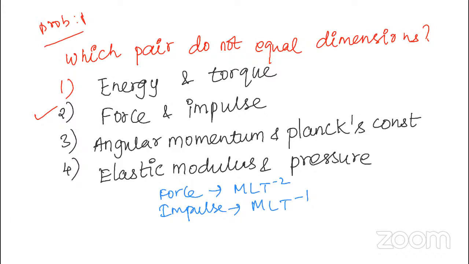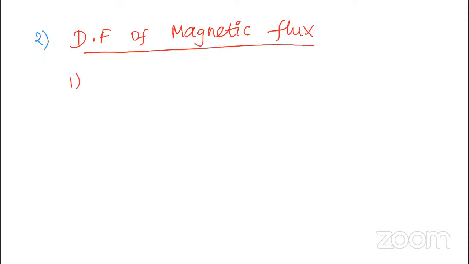Okay. Next one. Second. Tell me the dimensional formula of magnetic flux. Magnetic flux. The options are: first, M0 L power minus 2, T power minus 2, and A power minus 2.